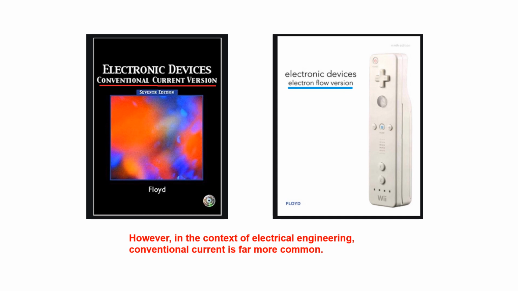Now, the electronic current flow method is generally popular in the physics circle. Physicists prefer to work with the electronic current flow method because that is the correct method. However, in the context of electrical engineering, the conventional current is far more common, and so this is what is followed by electrical engineers. So I hope this gives you some idea about the difference between the two.